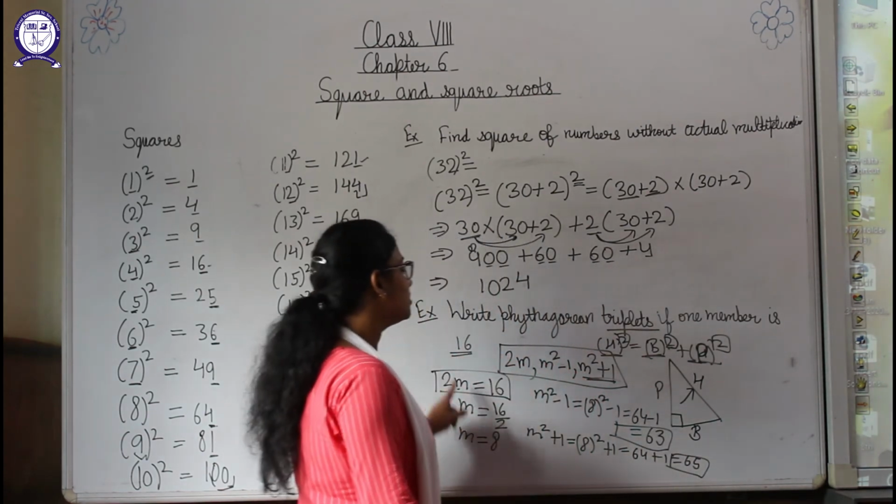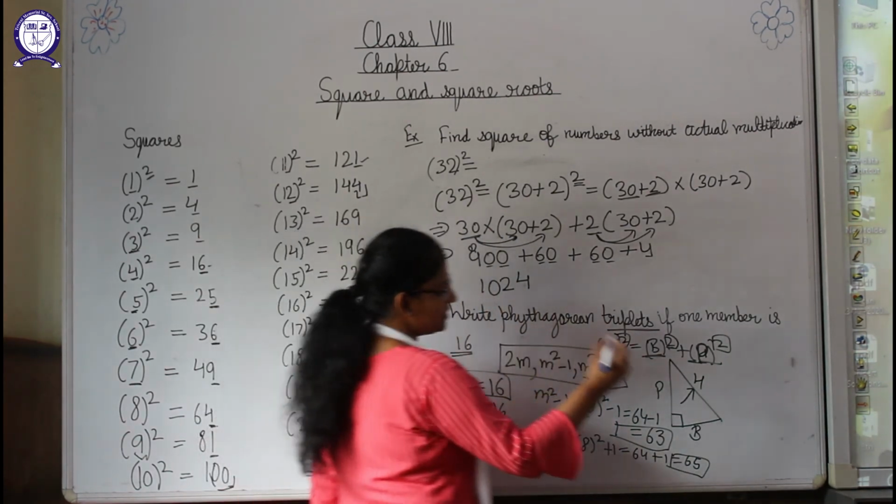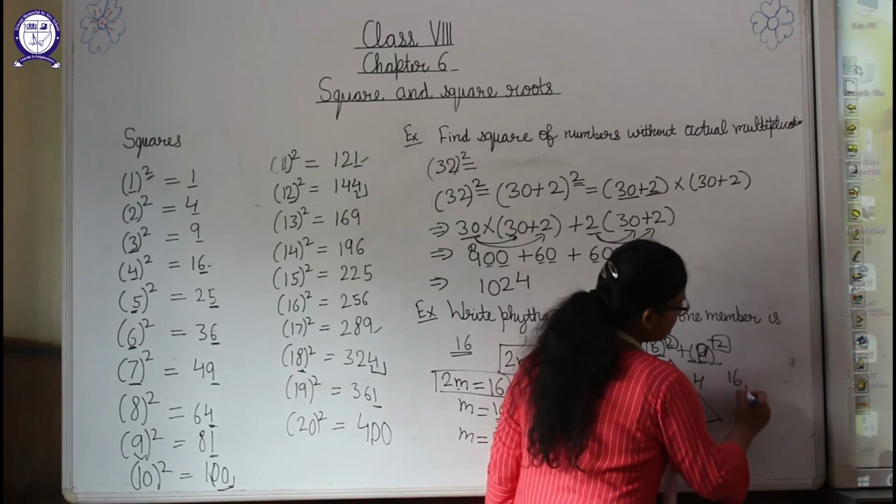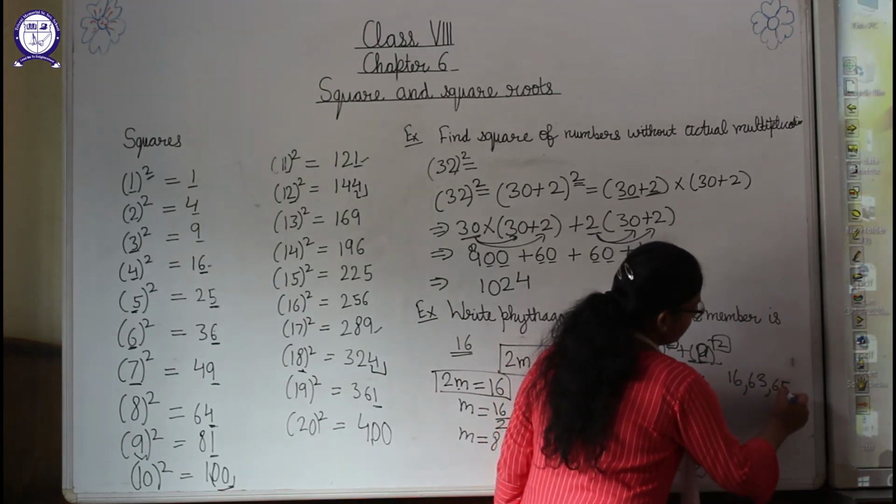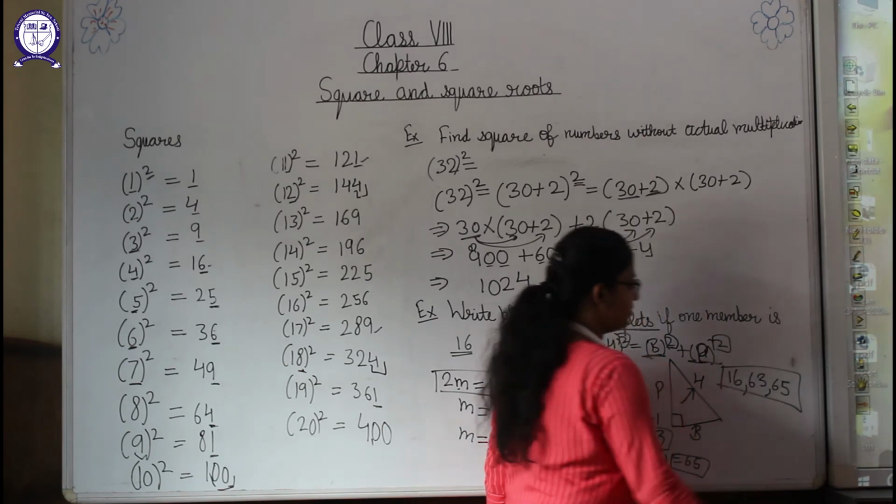So what are the Pythagorean triplets? Pythagorean triplets here are 16, 63 and 65. These are three Pythagorean triplets.